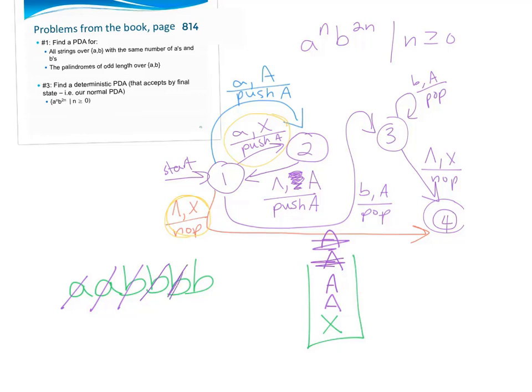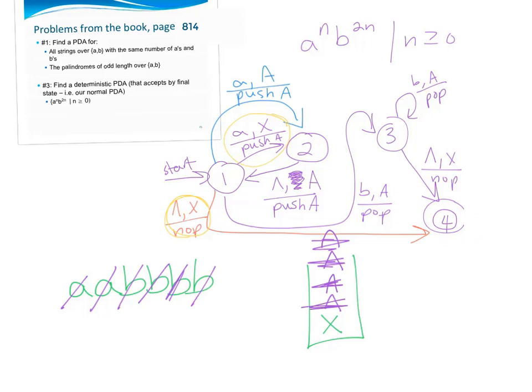I'm going to do that again from state 3, and again from state 3. And now, finally, I'm in a situation where there's an X at the top of the stack, so I can take this guy. And in fact, that's the only legitimate move I can take out of state 3 now. So I end up in state 4, which is an accept state, and I have processed everything in my string.